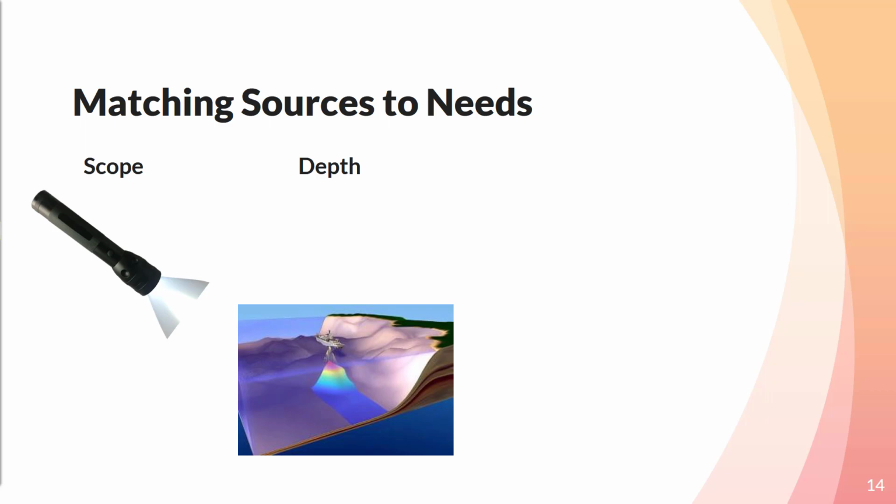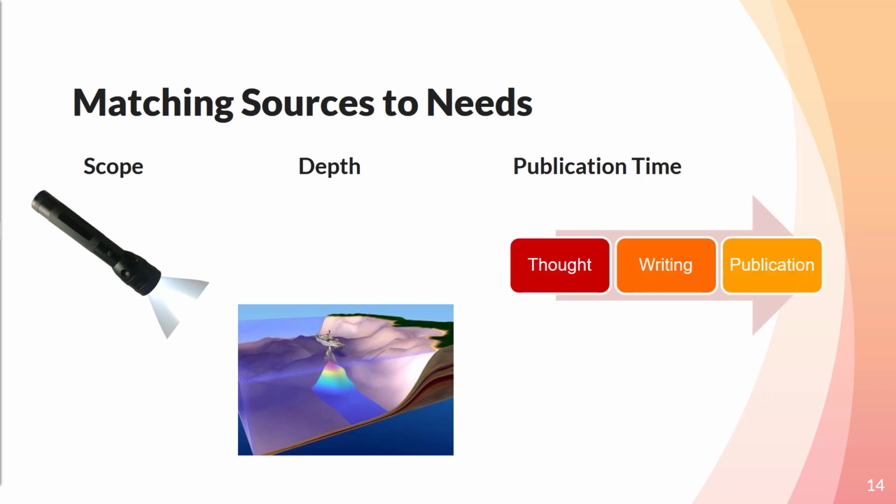3. The third aspect is how long it takes to publish within that particular format. The time going through the thought of the author to writing the information to publishing it will determine how current or recent the information is. If you're writing about the Roman Empire, it might be fine to use a format that takes a while to publish, because the information we have probably isn't changing rapidly.